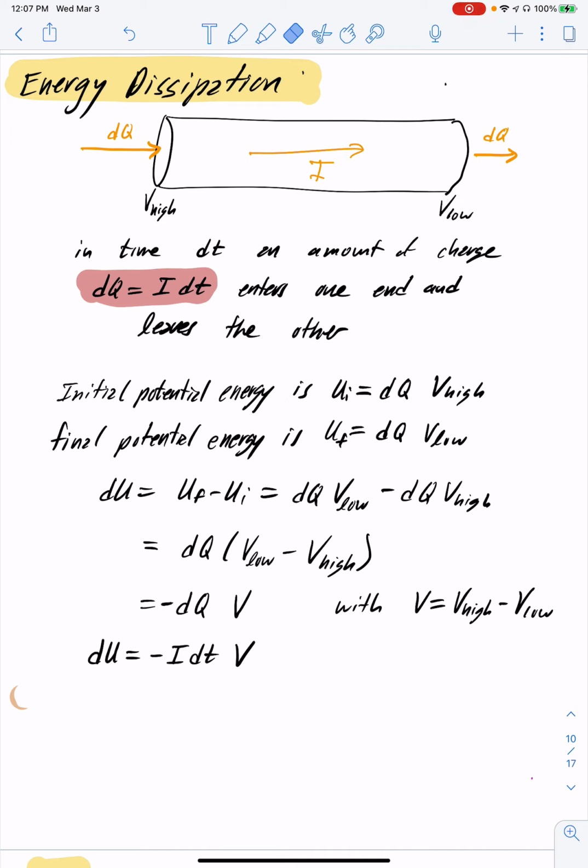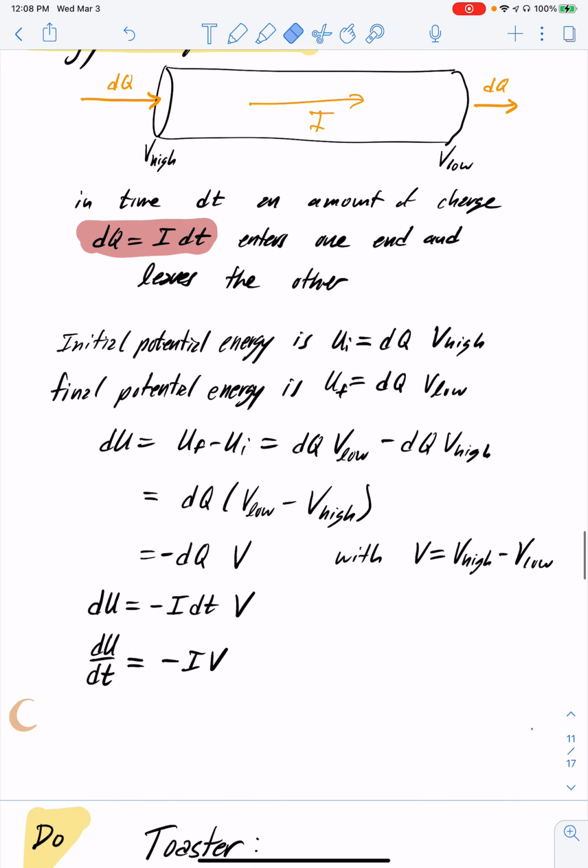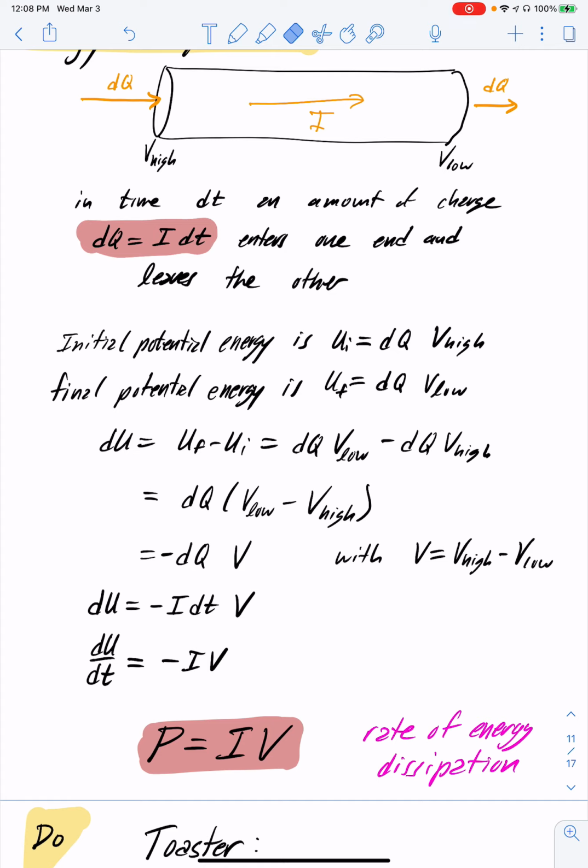Okay, so re-expressing that in terms of the current, and then dividing by the time interval, we see the rate of change of the potential energy is negative I times V. So apparently I times V is the rate at which energy is dissipated in the element. Since there's a minus there, the change in the potential energy is the rate at which you're losing energy.